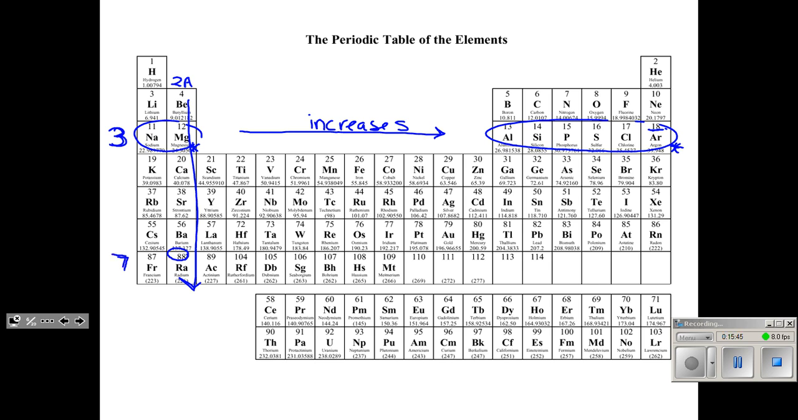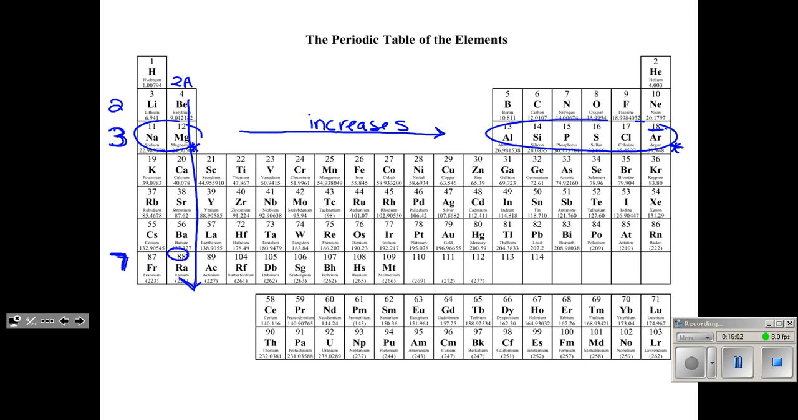I think I said family 7. I meant to say energy level 7. I'm sorry. So as we go down, radon has outer electrons at energy level 7. Beryllium has outer electrons at energy level 2.